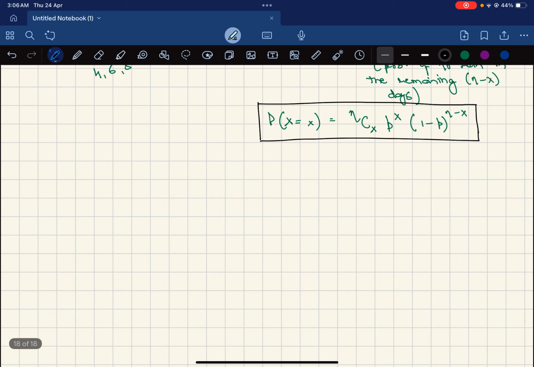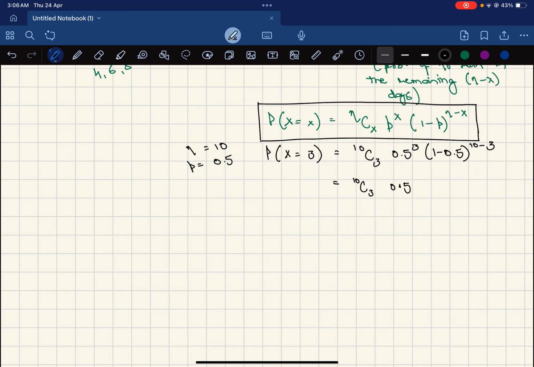Now let us say we look at an example. Let us say we look at our same example which we saw earlier. So P(X = 3), and we have n equal to 10, and let us say the probability is 0.5. Now we calculate this as 10C3, 0.5 raised to power 3, (1 minus 0.5) raised to power 10 minus 3. So this is 10C3 times 0.5, and in this case, 1 minus 0.5 is also 0.5. So 0.5 raised to power 7 into 0.5 raised to power 3 is 0.5 raised to power 10.